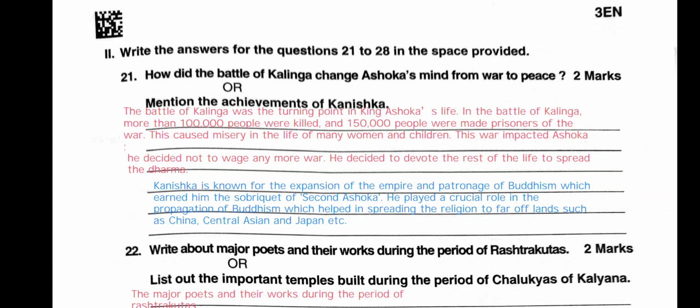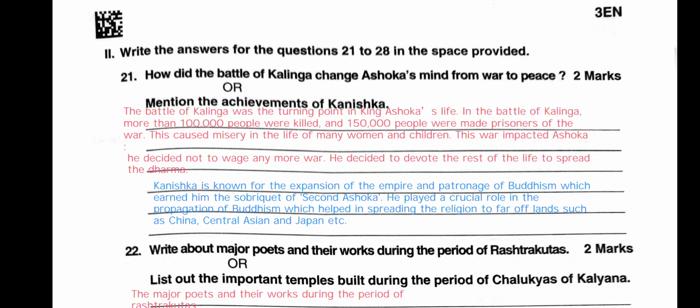How did the Battle of Kalinga change Ashoka's mind from war to peace? The Battle of Kalinga was the turning point in King Ashoka's life. In the Battle of Kalinga, more than 1 lakh people were killed and 1,50,000 people were made prisoners of war. This caused misery in the life of many women and children. This war impacted Ashoka and he decided not to wage any more war. He decided to devote the rest of the life to spread the dharma.